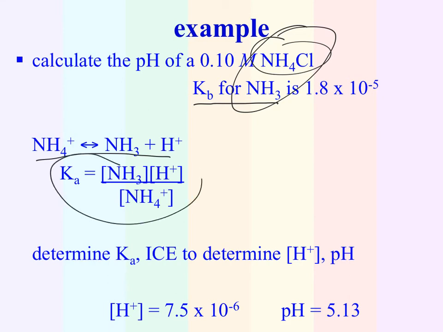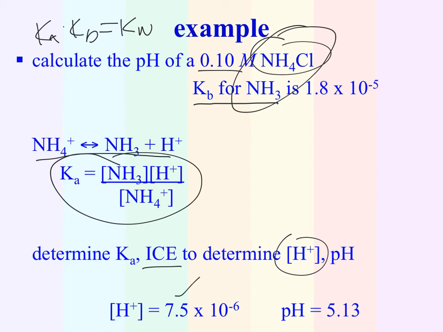This is the expression that we're going to be using. We're going to use our Ka times our Kb equals Kw to subsequently solve for our Ka value. Once we have our Ka value, we're going to set up an ICE table just like we did before using our initial concentrations and basically solve for our H plus concentration using that ICE table.